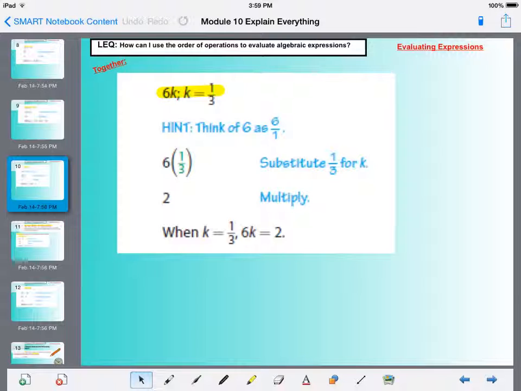In this slide, we review multiplying fractions. So if I multiply 6 times k, where k equals 1/3, I'm going to set up whole number 6 as 6 over 1 so that I can multiply it by 1/3. So if we went ahead and did that, 6 over 1 times 1/3, I remember that I can simplify. 3 goes into itself one time, goes into 6 twice. And so when k equals 1/3, 6 times k equals 2.